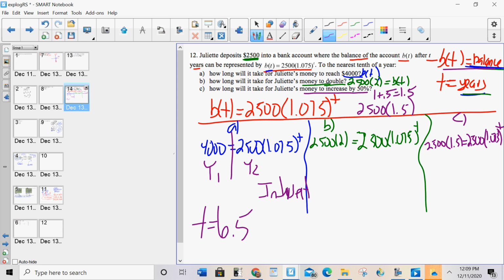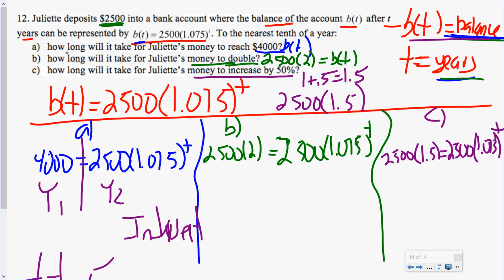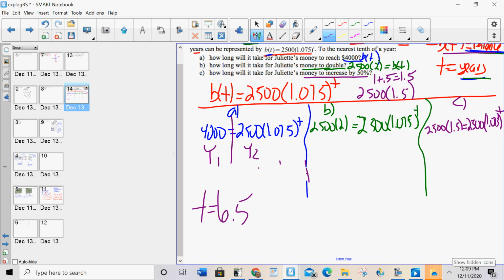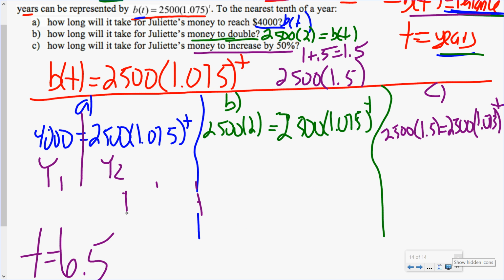If it says to solve algebraically, you will not get full credit for this. Again, if it says to solve algebraically, you will not get full credit. If it does not say to solve algebraically, then you will get full credit as long as you write y1, y2 intersect. Now, let's do the second one algebraically.